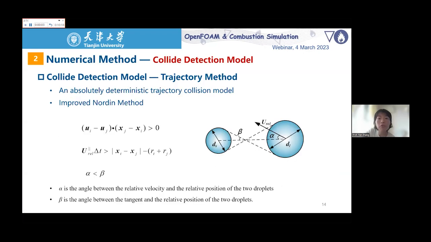So we want to improve the original collision model. First, we look at the collision detection model. We improve the previous nodding method based on the trajectory method. The first two criteria are the same as before. And at last, we consider the angle between the two droplets, to make them collide at a certain angle to make sure they can collide successfully.